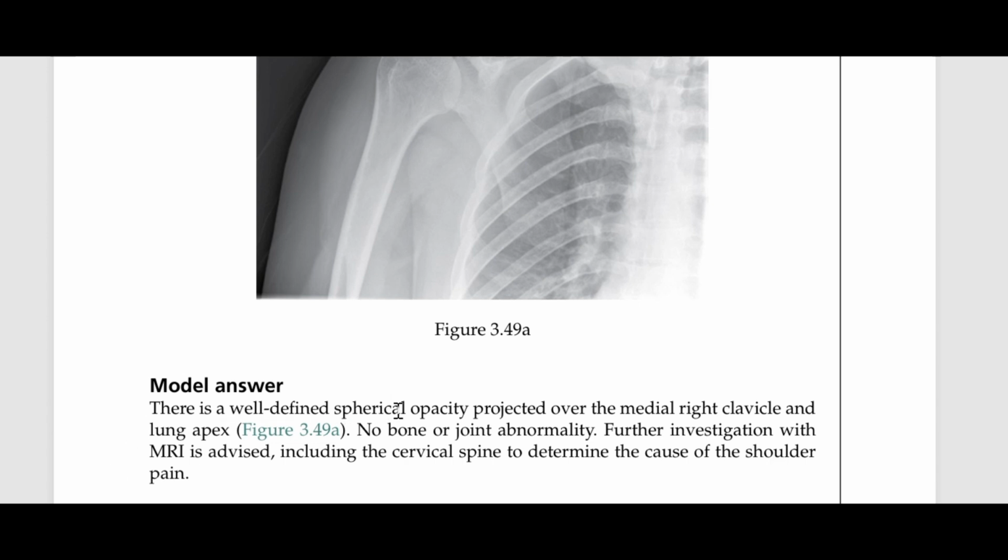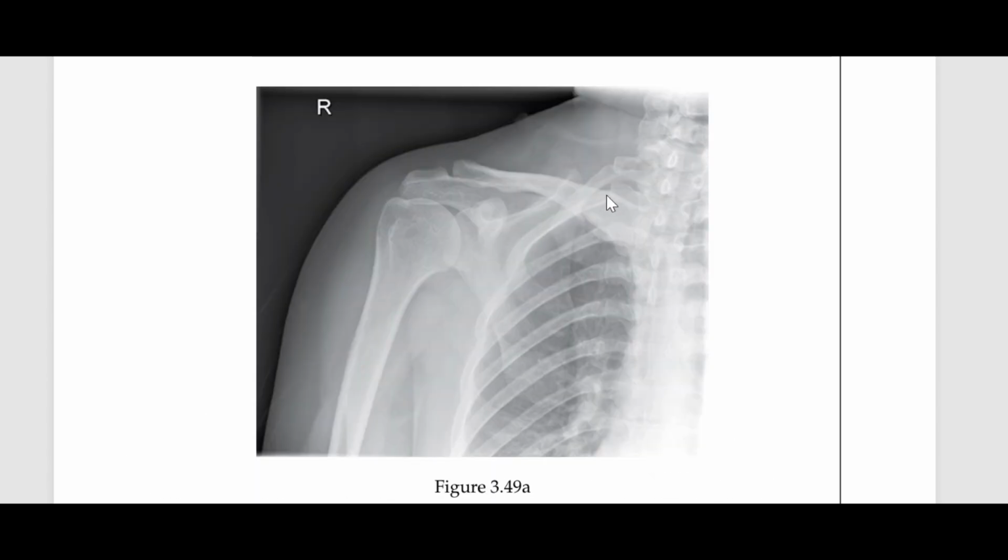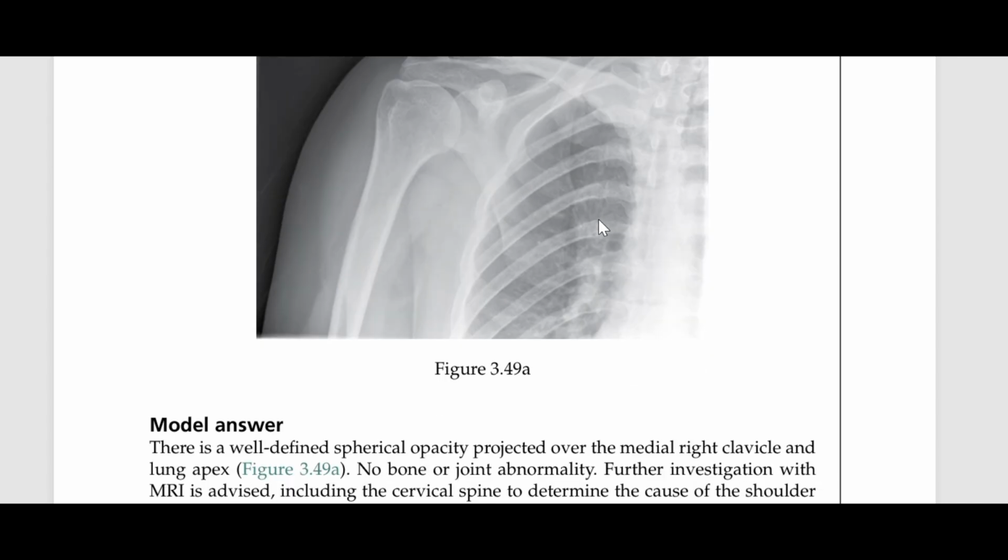There is a well-defined spherical opacity projected over the medial aspect of the right clavicle and the right lung apex. No bony or joint abnormality. Further investigation with MRI is advised, including the cervical spine, to determine the cause of the shoulder pain.